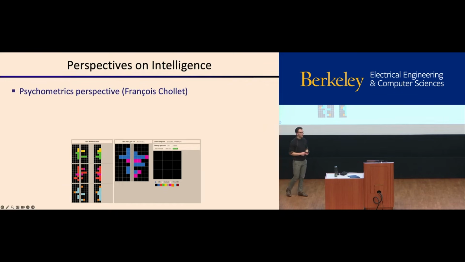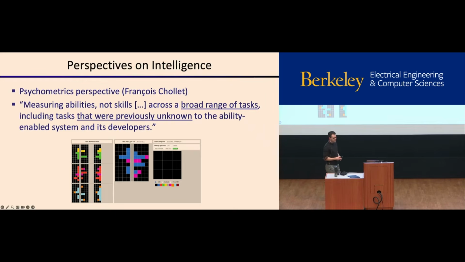And if we do that, we subject them to a wide variety of tasks, right? A broad range of tasks, including tasks that were not previously known to the system or to the designers. Because if you just measure how well this thing does and the designers know what the tests are, you can design a system that solves every test, and then it might not actually be the system's intelligence that you're measuring, it might be the designer's intelligence that you're measuring. So that would be kind of a problem.